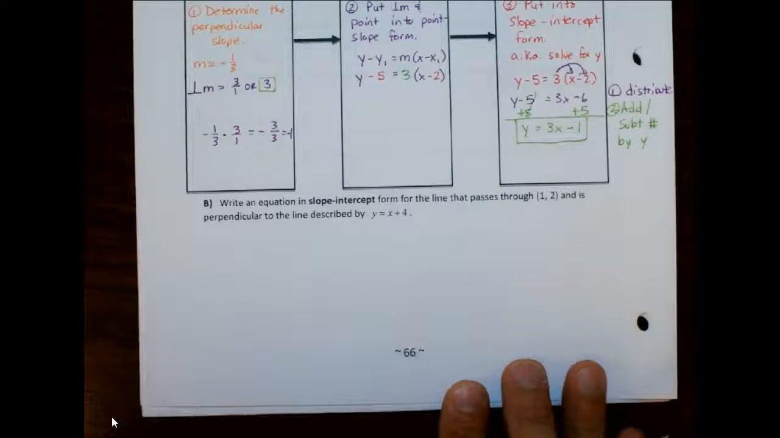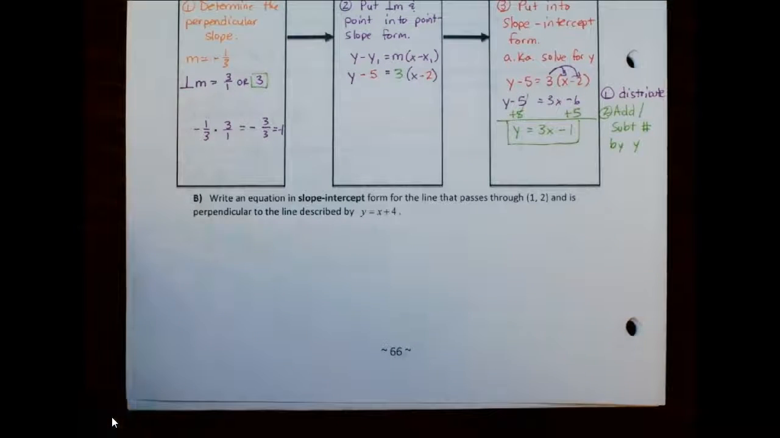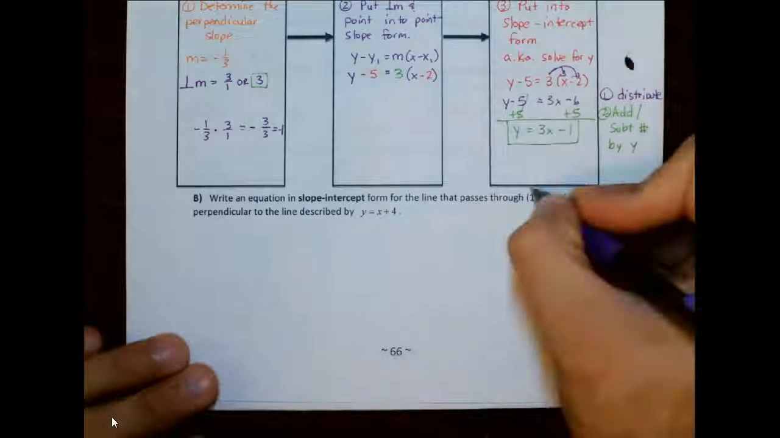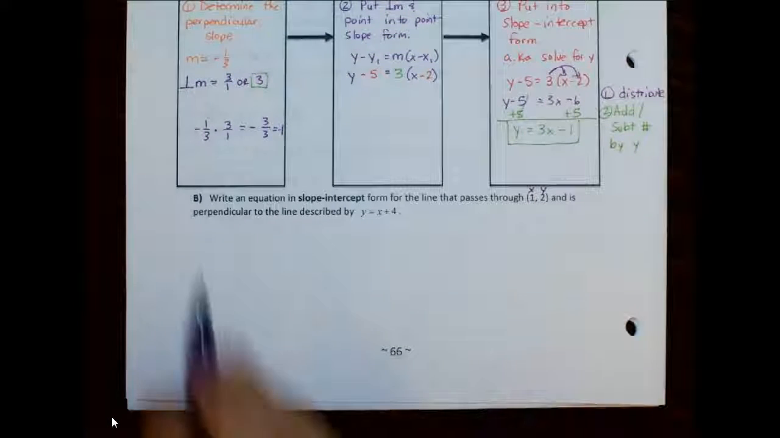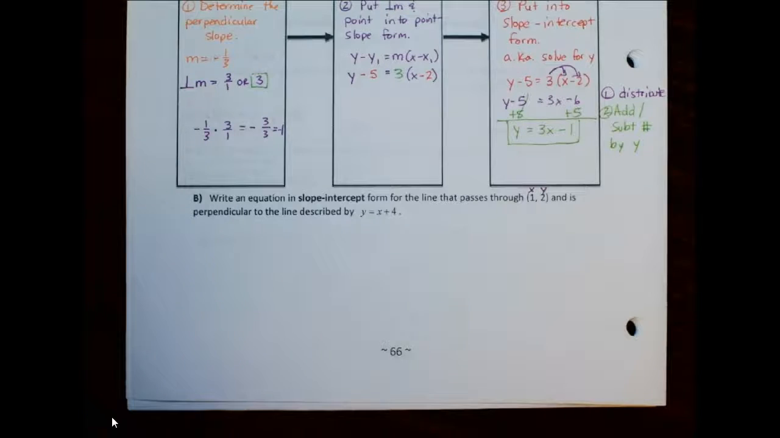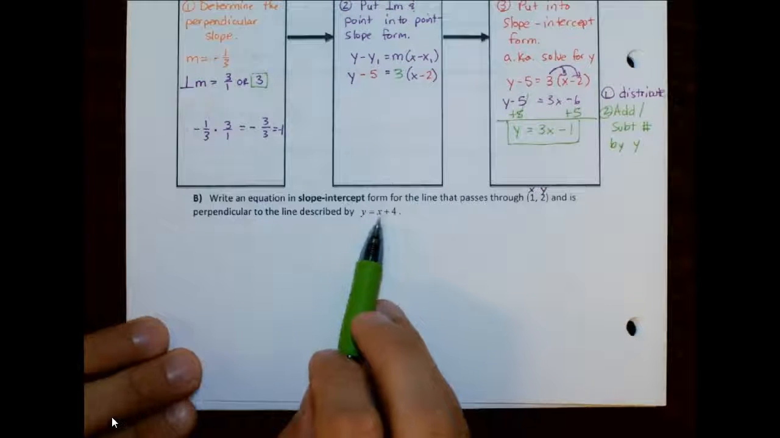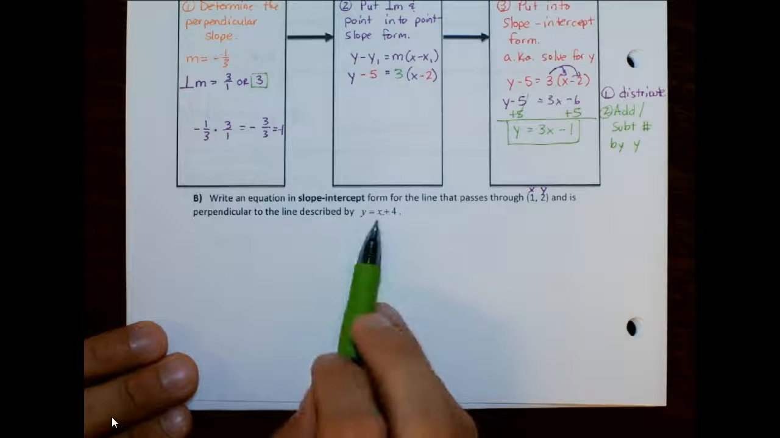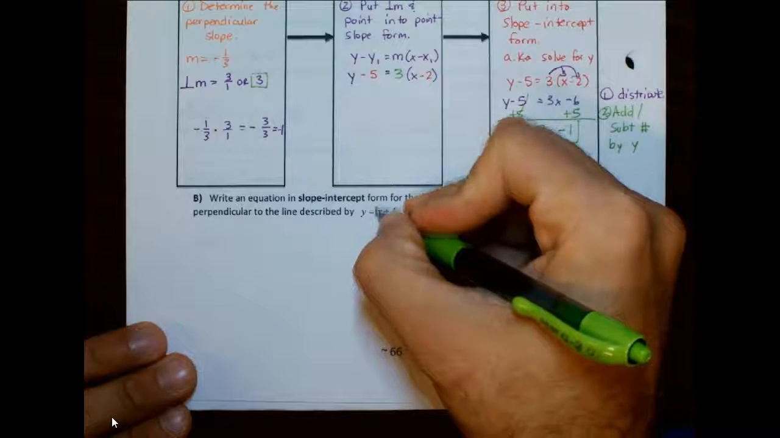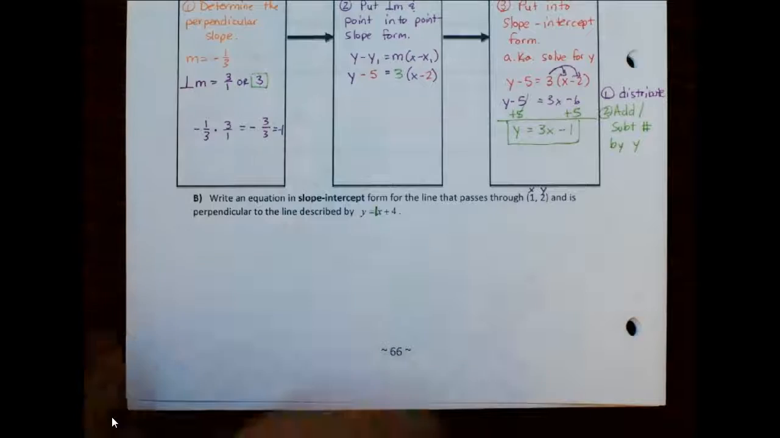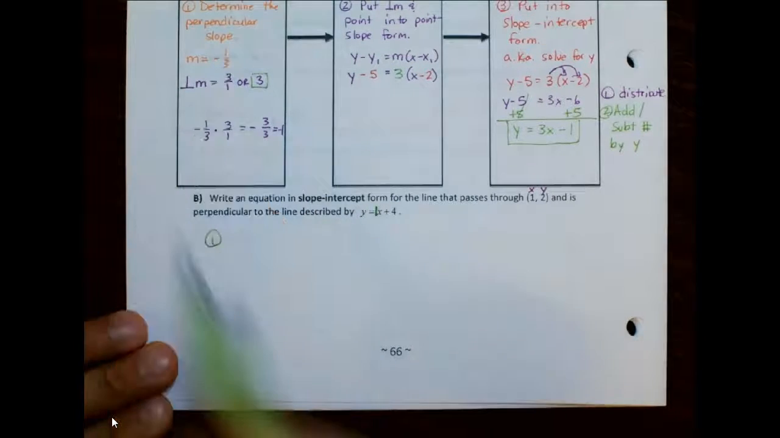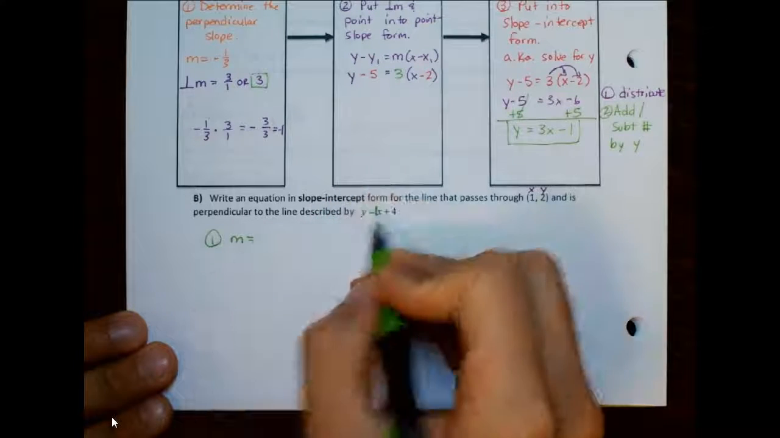In example B, here they want us to write the equation in slope-intercept form for the line that passes through (1, 2). So remember that's an x value and a y value, and is perpendicular to the line y equals x plus 4. So the only thing that we care about in this equation is the coefficient in front of x. Since there's nothing there, it is implied that there is a 1. So, step 1, determine the perpendicular slope. My given slope is 1.